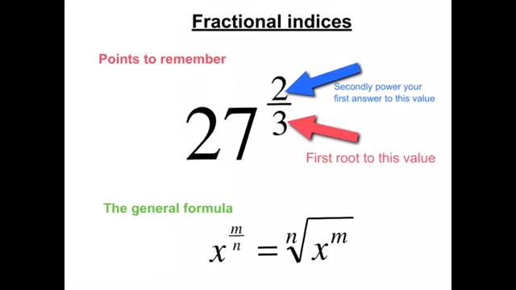So in that last example, we cube rooted 27, and then we squared the answer because we had 2 as the numerator. In the first examples, we didn't do anything because that was 1 at the top. And this down the bottom is the general formula. So any value to the power m over n, you root to the n value and then power to the m value.